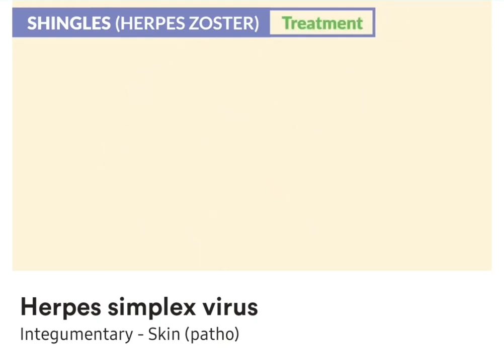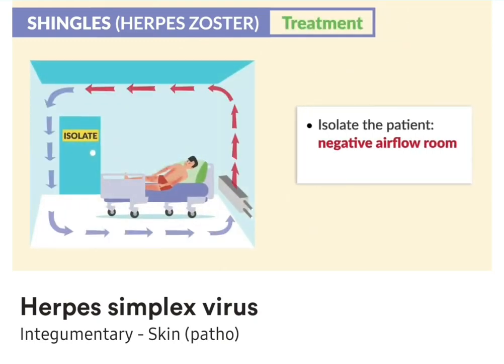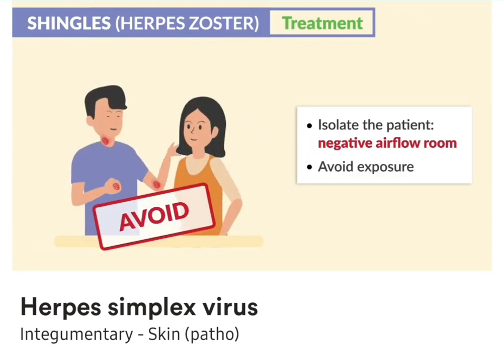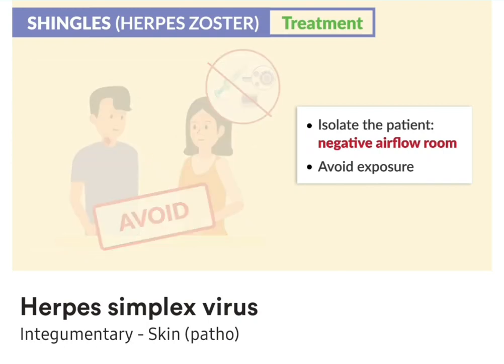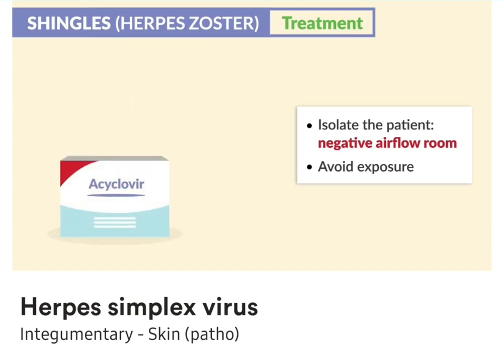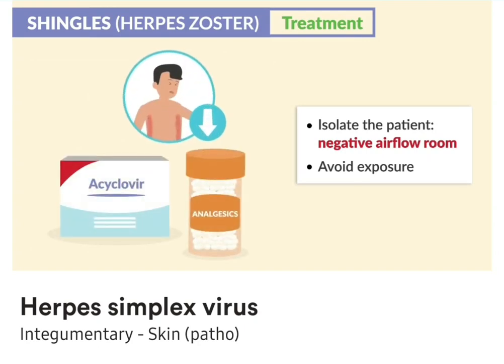And the treatment is pretty simple. We isolate the patient in a negative airflow room until vesicles are crusted over, and avoid exposure to anyone who has not had or been vaccinated against chickenpox. And lastly, we administer antiviral medications like acyclovir, as well as give analgesics for the pain.